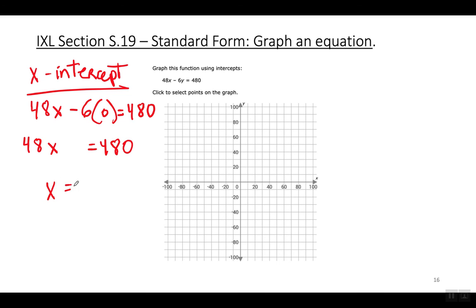All right, so x is going to equal 480 divided by 48. So my x-intercept is going to be 10.